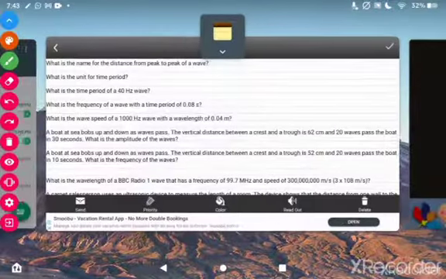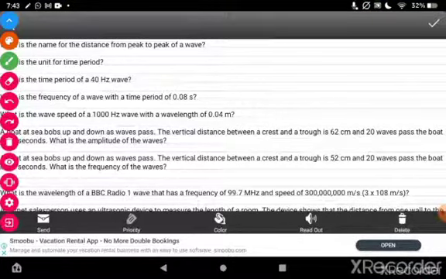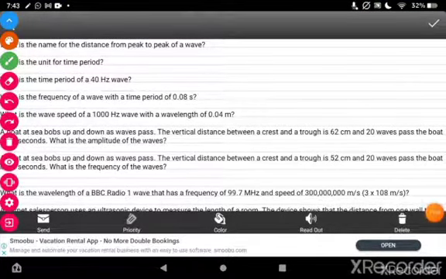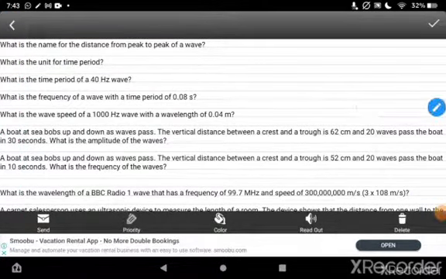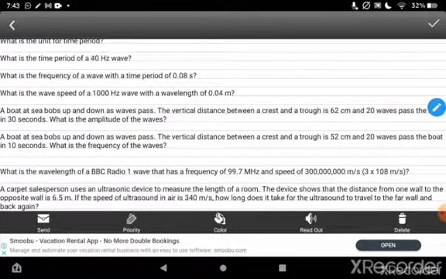Let us move on. We're almost at our second to last question. What is the wavelength? Okay, we're at our second to last. What is the wavelength of a BBC radio wave that has a frequency of 99.7 megahertz and a speed of 300 million meters per second, which is 3 times 10 to the 8 meters per second, the speed of light? So these are electromagnetic waves.